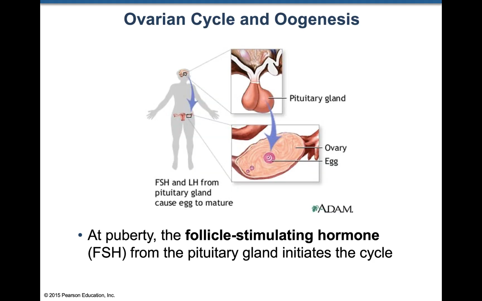So the ovarian cycle is going to be controlled by two hormones, FSH, which is follicle stimulating hormone, and LH, which is luteinizing hormone, and those are being released from the pituitary gland. It's going to cause the eggs and the follicles to mature. And at puberty, the FSH hormone is going to be initiating the cycle, and the female is going to start releasing one egg per month, which is ovulation.